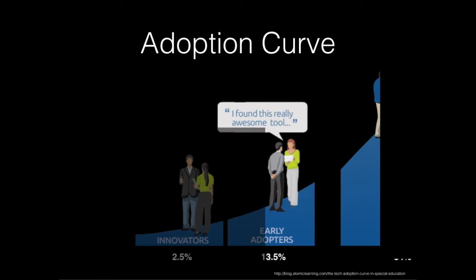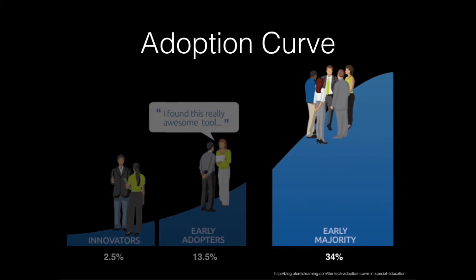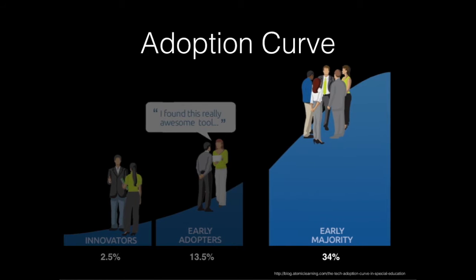The next group is the early majority. And these are people who are pragmatic, and this group of people, which makes up 34% of the adoption curve, tends to look towards their peer group for successful ideas. They watch the innovators and the early adopters, and they trust that these groups will have tweaked the product to meet their needs.